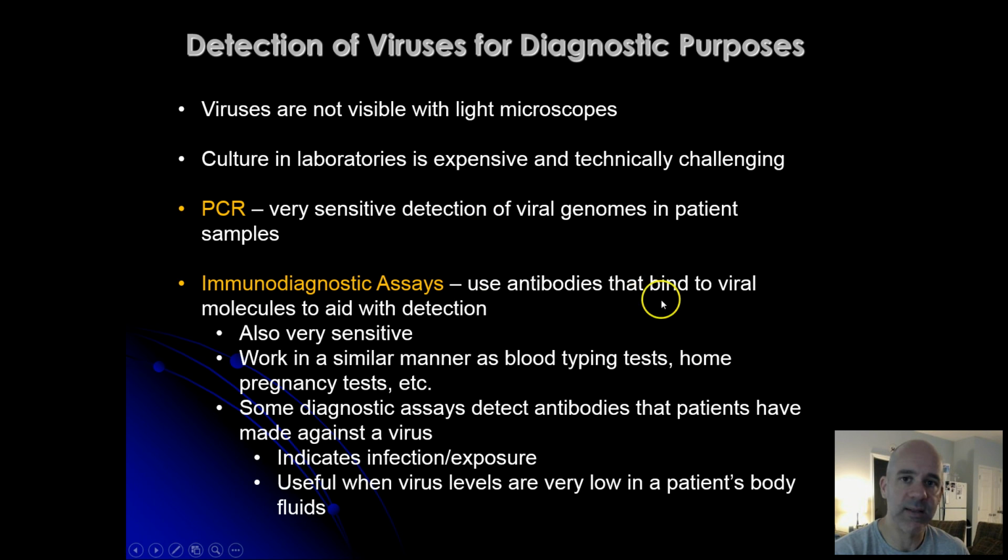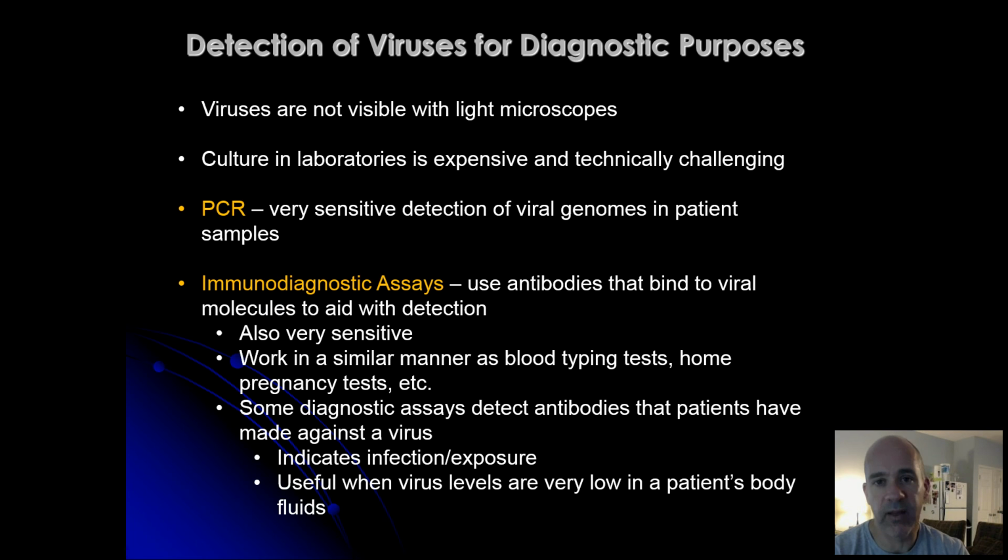These are protein weapons that the immune systems of animals like us make, and they specifically tag very, very specific molecules on things that are foreign to the body, like bacterial molecules, viral molecules. And so those can actually be prepared and used as tools to very specifically detect very specific things. And they're also very, very sensitive. And assays that use those are called immunodiagnostic assays.